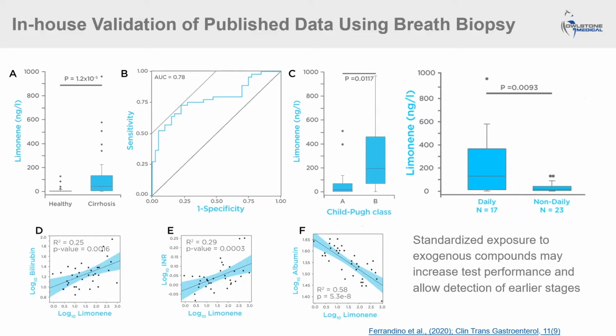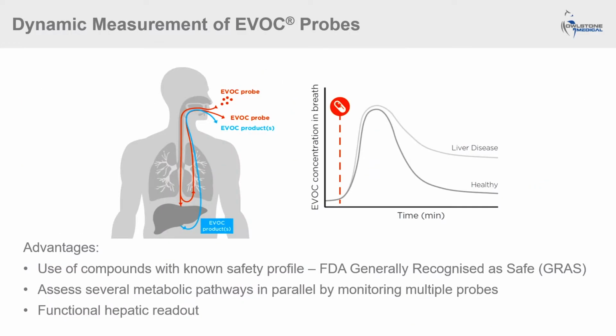This result suggests that we need to standardize exposure to exogenous compounds to increase test performance and allow detection of earlier stages of liver disease. For this reason, we are now developing the EvoProbe approach, in which a compound, such as limonene, for example, is given to the subject, and then the compound itself or its bioproducts are measured in breath after administration.